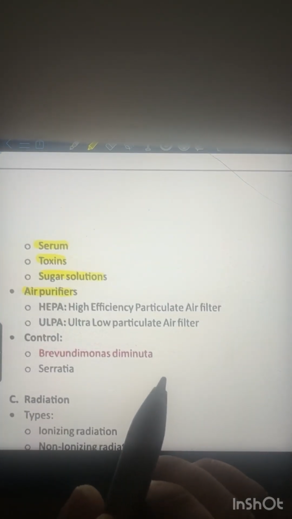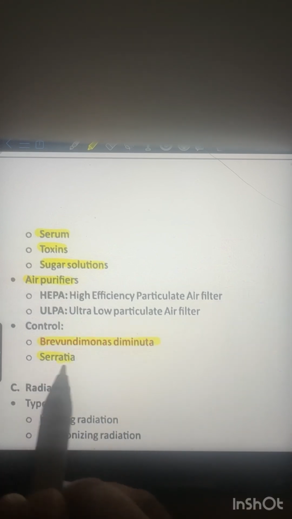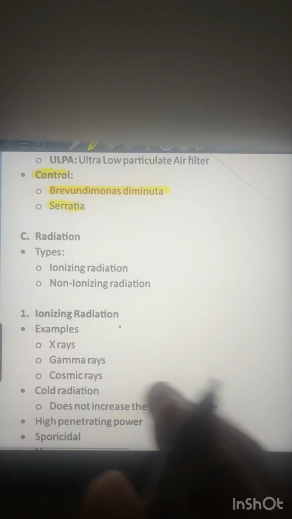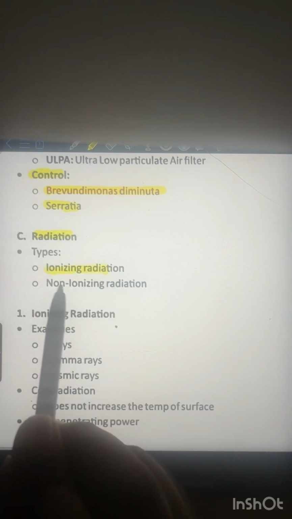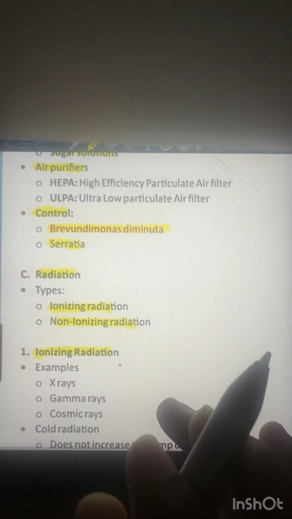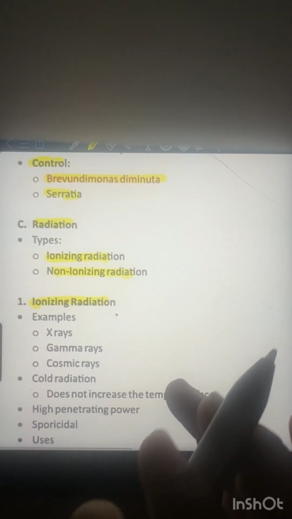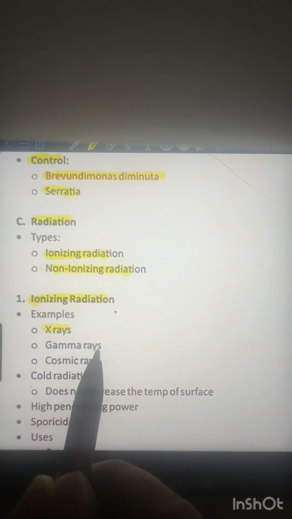We are lastly left with the radiation aspect, the last part of physical methods. How many types of radiation do you know of? If I go back to my basics of undergrad days, ionizing radiation and non-ionizing radiation. Give me some examples. Ionizing radiation has X-rays, make a gamma out of it, so it is going to have gamma rays, and it is also going to have, this looks like a C, cosmic rays. Everyone repeat: X-rays, then gamma rays, and then cosmic rays.